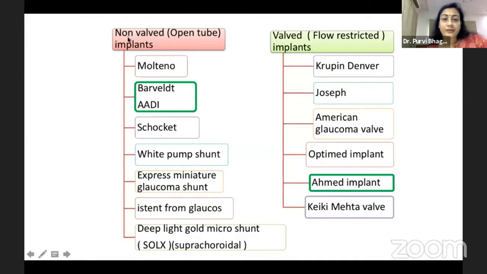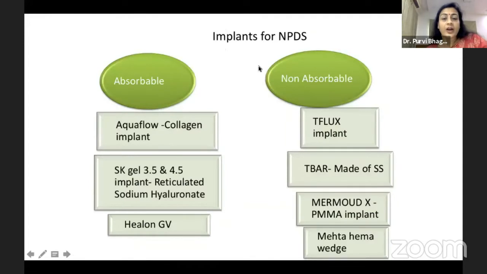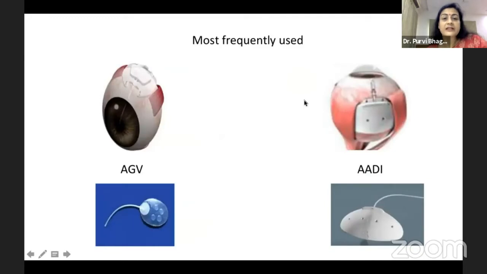Among the different types of tubes that are available, we can categorize them into non-valved, that is, they do not have any valvular mechanism to control the intraocular pressure or the flow. The most popular are the Baerveldt and the ADI, that is the Aurolab aqueous drainage implant. And among the valved, the most popular, as I said, is the Ahmed. And also we have the Indian version, which is the KK Mehta valve. There are also implants for non-penetrating drainage surgery, which are absorbable and non-absorbable, but they are very much in the research stage and still not taken up into the market and into practice. So I'll be discussing the most frequently used ones, that is the AGV and the ADI.